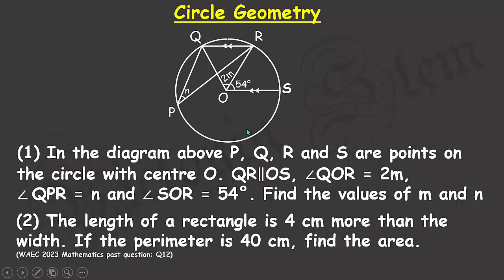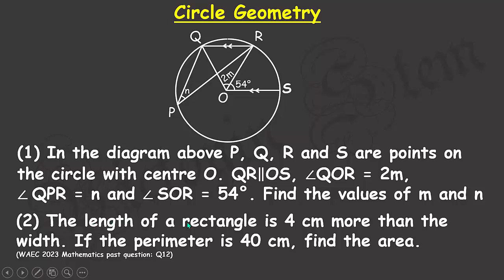Okay, now from this circle in the diagram above, P, Q, R and S are points on the circle with center O. Now QR is parallel to OS, and then angle QOR equals 2M. Angle QPR equals N, and angle SOR equals 54 degrees. Find the values of M and N. That's the first question. Now the second question.